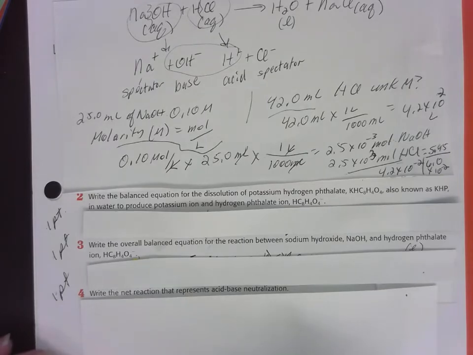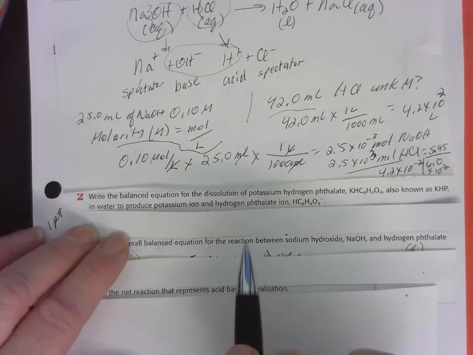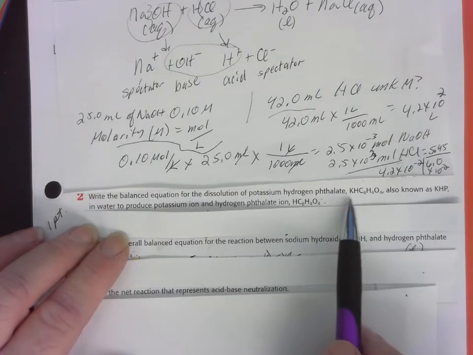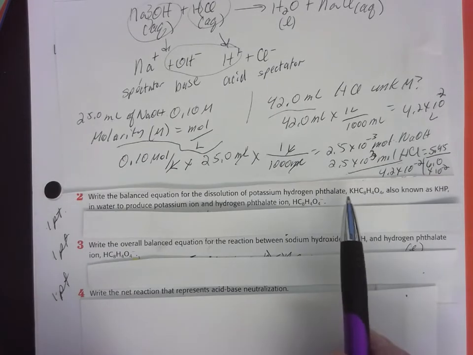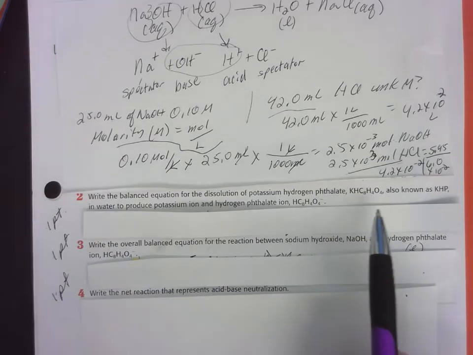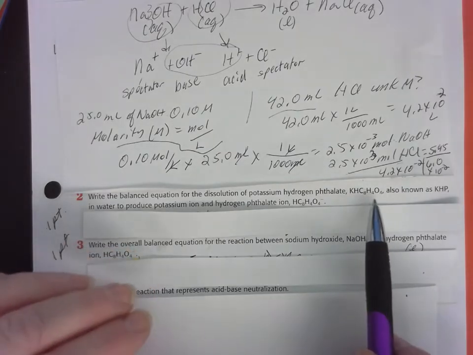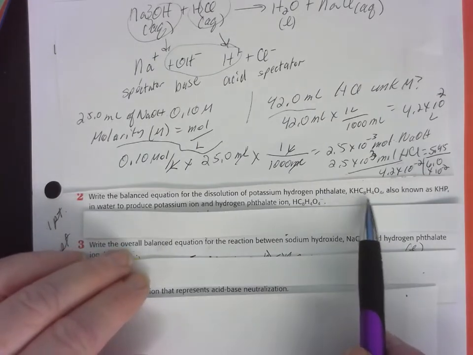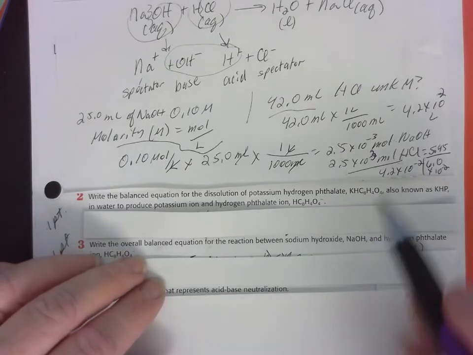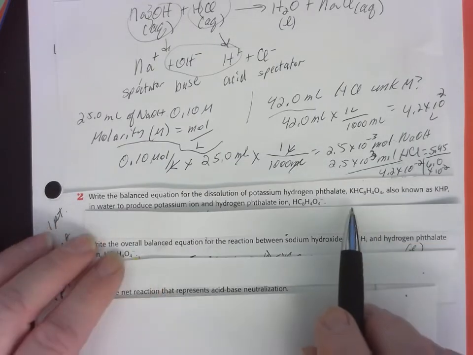as KHP, in water to produce potassium ion and hydrogen phthalate ion. Okay, so this helps to know, it's telling us how it's going to break apart. And another thing that tells us how it's breaking apart is the way they have written the equation, or the molecular formula. They did not write C8H5O4K or KC8H5O4. They wrote KHC8H4O4. That gives us a clue that this breaks apart here and here. So the potassium is going to come apart.